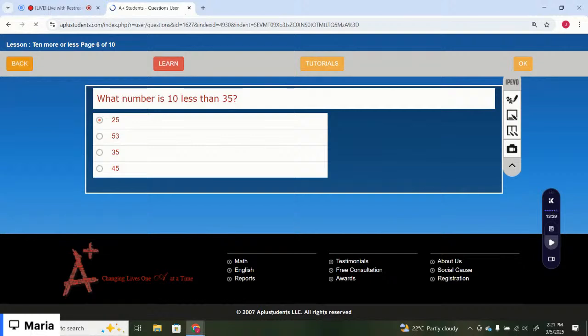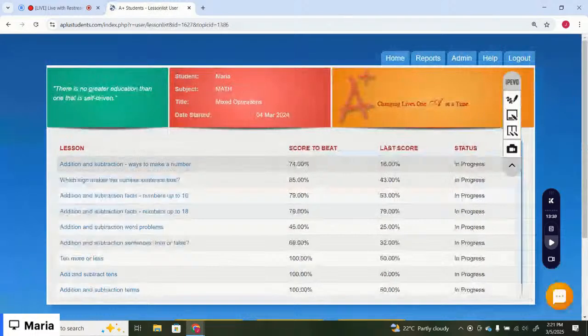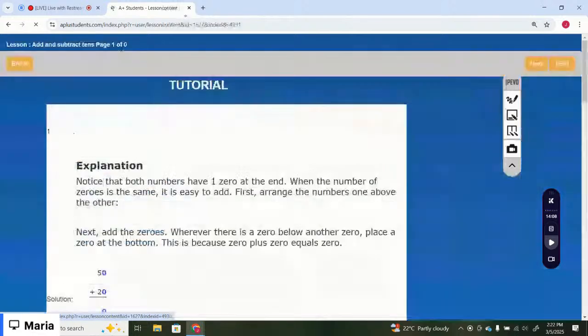Okay, you can complete the lesson by yourself for today. Let me just move on to the next lesson. The next lesson is add and subtract tens.